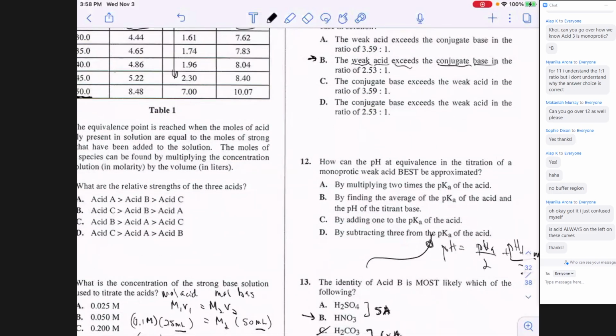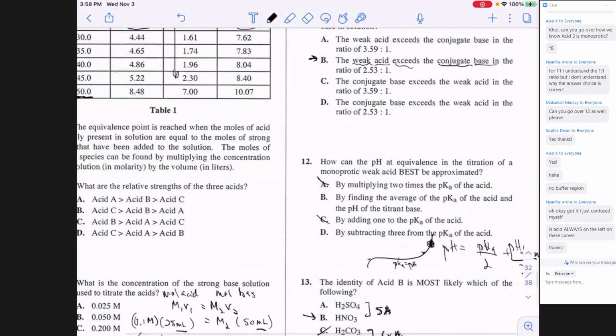So if we multiply 2 times the pKa of the acid, we know that's not going to work, because this is the pKa of the acid, and that's equal to the pH here. And we know that at the equivalence point, the pH isn't twice that. So that's not true. If we add 1 to the pKa of the acid, then we're around here. Remember, this is the buffer region. The equivalence point is definitely outside of the buffer region. Subtracting 3 from the pKa of the acid would leave us somewhere down here. That doesn't make any sense.